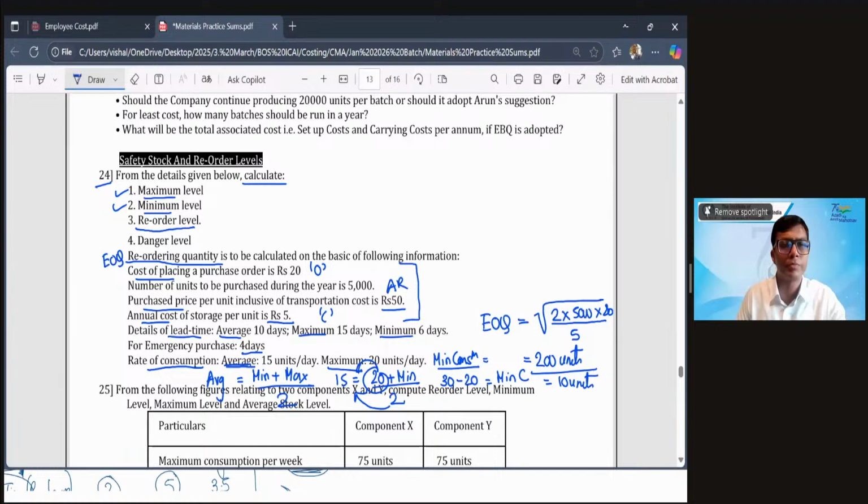Correct, na students? Correct, Shamli. Yes, Satish. So now majority of you all have got it right.